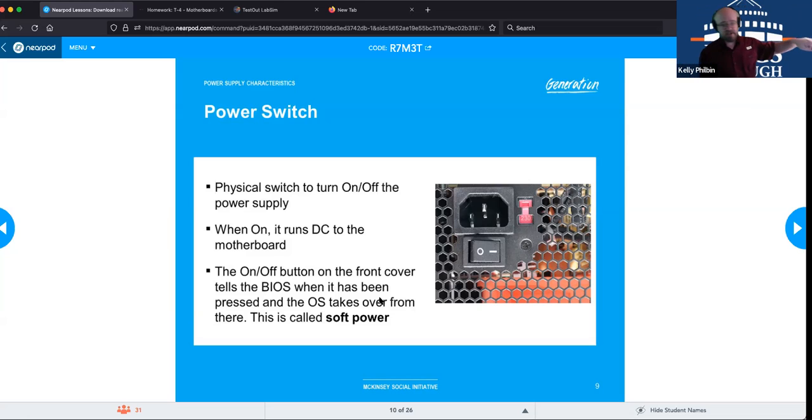If you flip the switch on the back of the power supply, it instantly kills the power to everything. So that is a hard cutoff, and you can damage components and your system by turning it off from that hard power switch. So it's very rare that you would actually turn the computer off using that switch on the back. More often than not, you're using the soft power switch at the front.